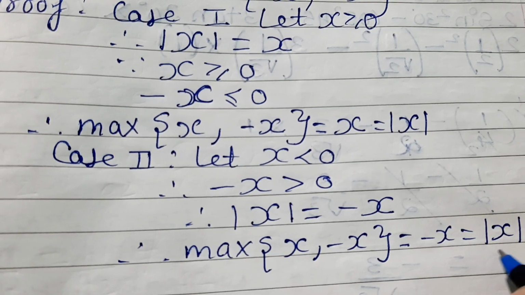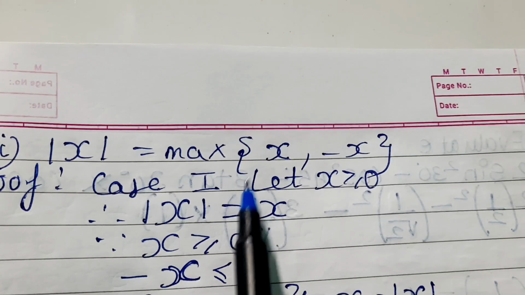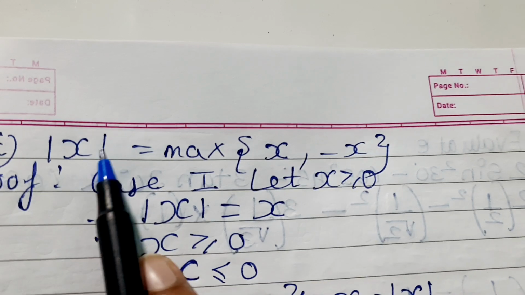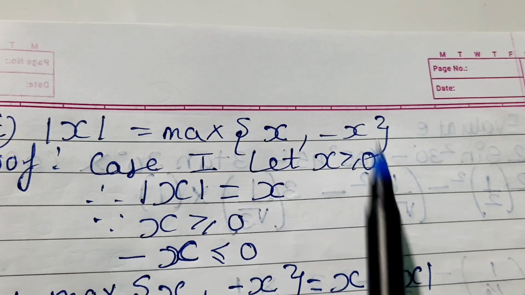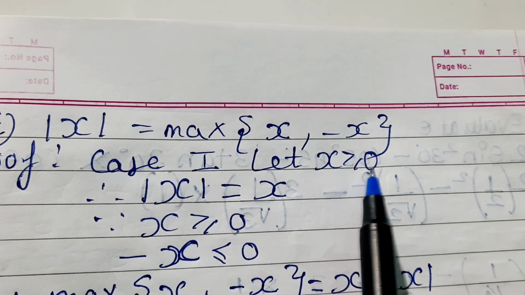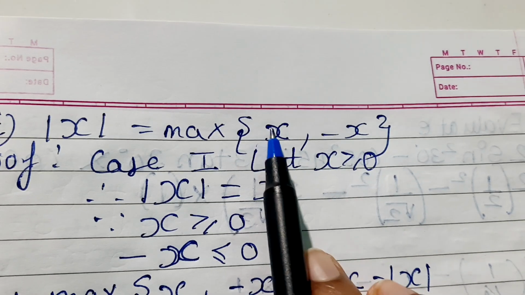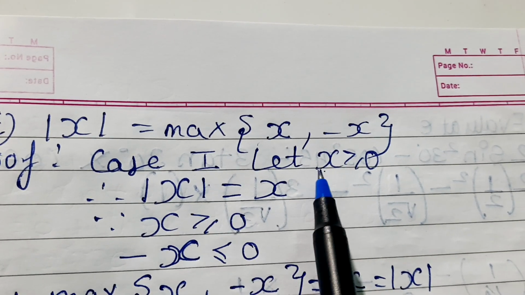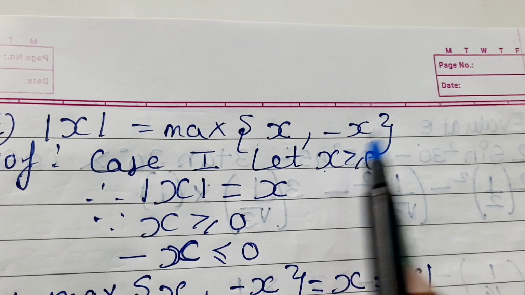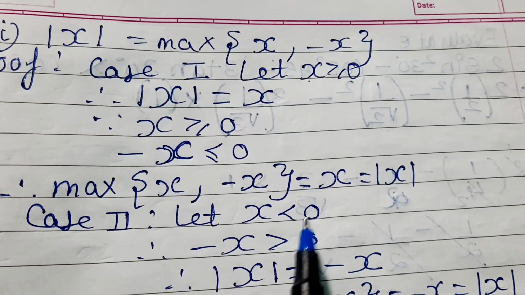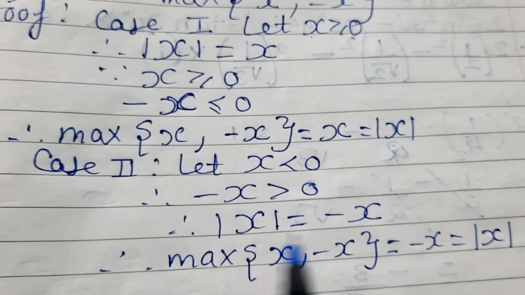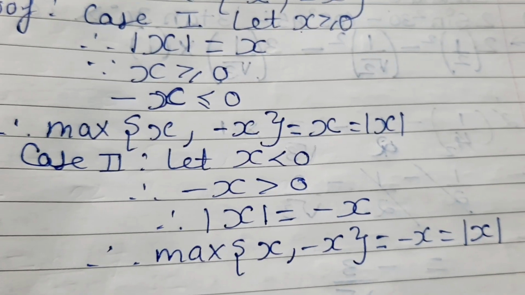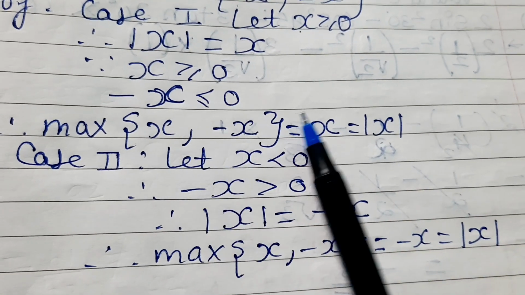So here the maximum of x comma minus x is nothing but modulus of x. In case 1, I have taken x to be positive, that is x greater than or equal to 0, and in case 2 I have taken x to be negative, that is x less than 0. I hope you have understood this, and thanks for watching.